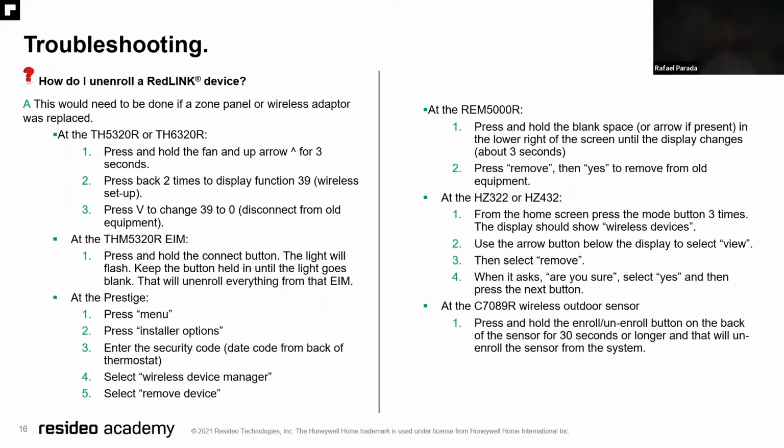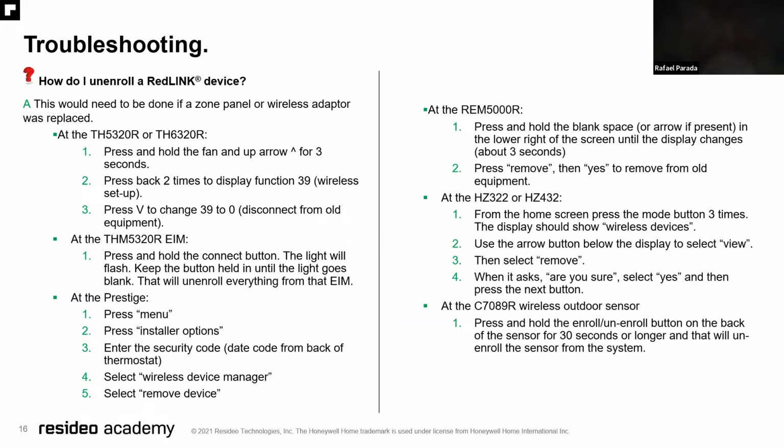On the EIM, on the THM 5320R, we need to press and hold the connect button. We will see the light flash. So we continue pressing the connect button until the light goes blank. And that is how we unenroll everything from the equipment interface module. Whatever was connected to this host is going to be unenrolled, and that is how we purge the EIM.